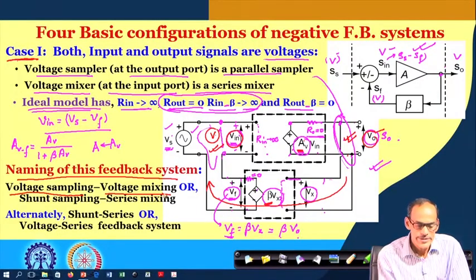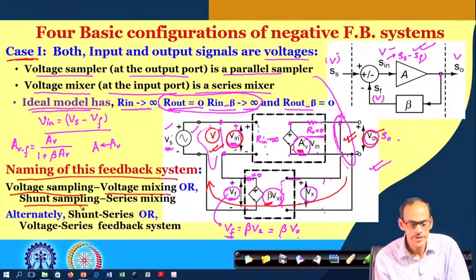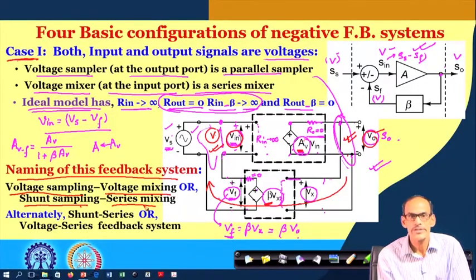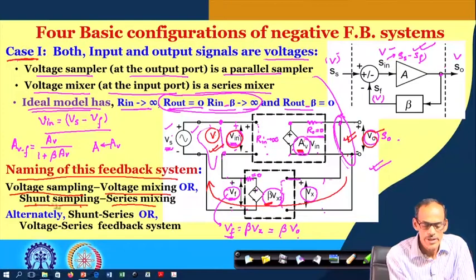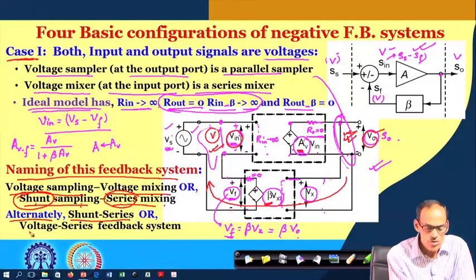system. Since voltage sampling is basically a shunt connection, we may say shunt sampling, and voltage mixing is actually series mixing. So, we may say shunt sampling and series mixing. To compress it, typically we use this word and this word. So, alternatively this configuration can be named as shunt series feedback system, or you may say that here the signal was voltage, so we can say voltage series feedback.